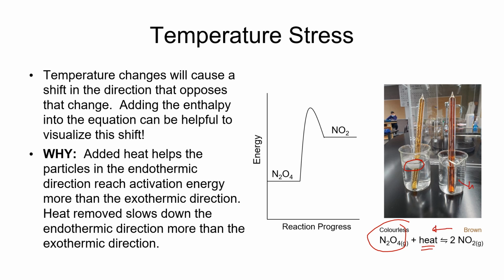And this one is the hot water one. And it's the opposite shift. It's going to go in the direction that cools it, which is to the right. And that produces more of the brown colored gas, which you can see in the tube.